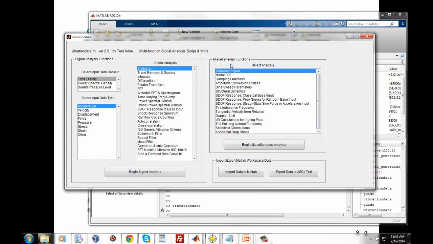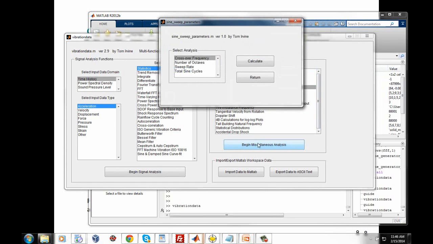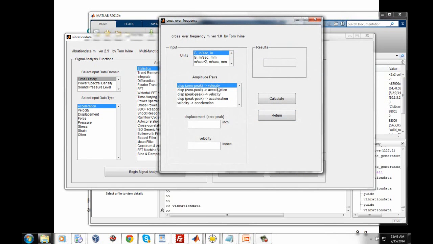But let's go to a miscellaneous function, and it's going to be the sine sweep parameter function. All right, so let's begin that. We're going to calculate crossover frequency, and we're going to, let's do displacement peak to peak to acceleration. We're going to have English units. So we have 1 inch peak to peak displacement. That's our limit for our shaker. Our acceleration is going to be 12 Gs. And we calculate 15.32 Hertz as the crossover frequency.